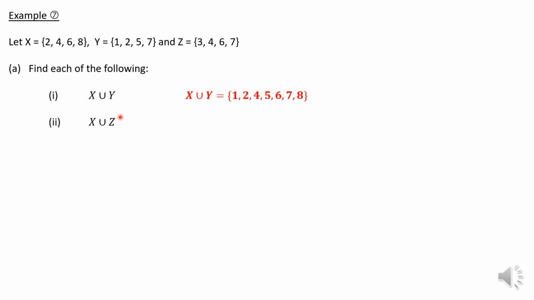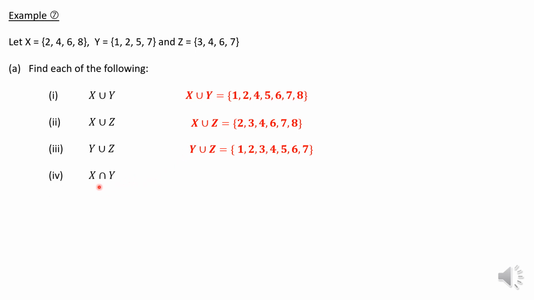Then the second one is the union of X and Z. Again, the same thing. You list everything in X and everything in Z, but you do not repeat the 4 and the 6 twice. Thirdly, we want to find the union of Y and Z. So we list everything that is here, and it's basically all of them. They do not share anything else, except the 7.